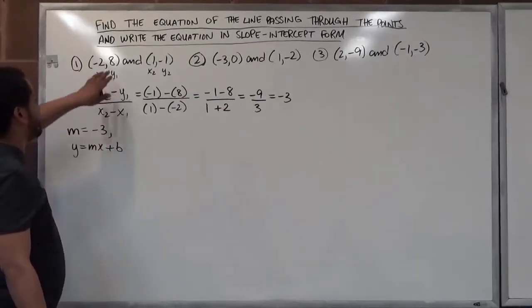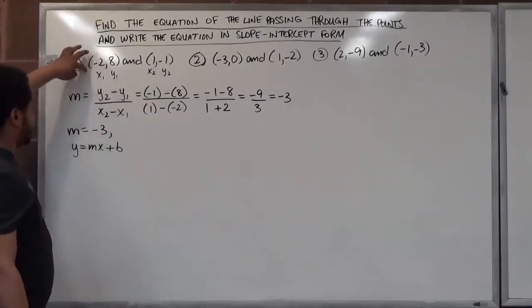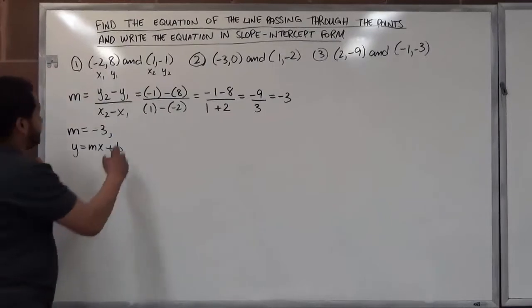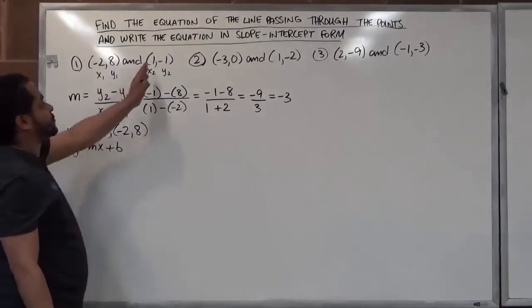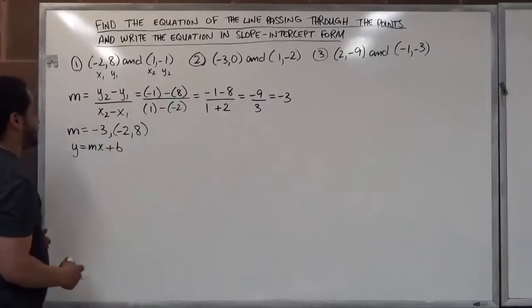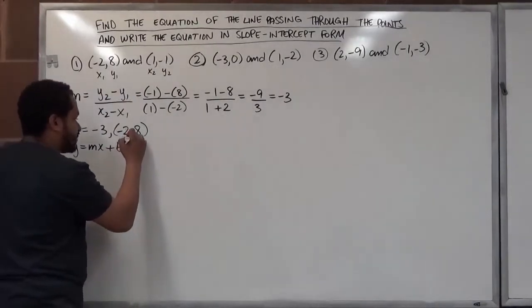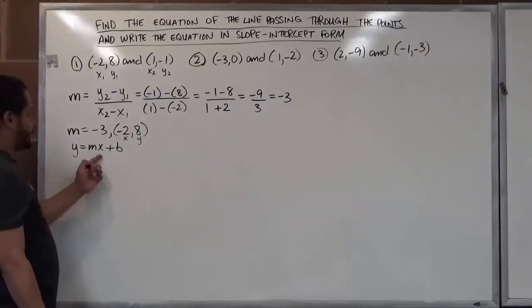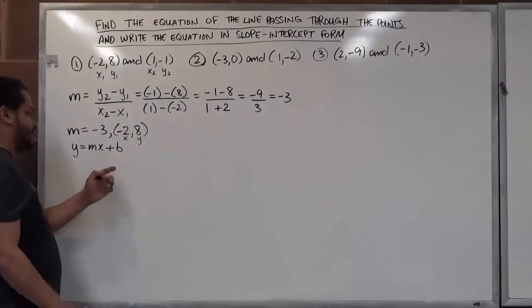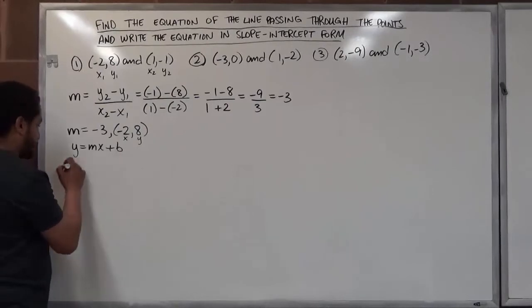Now we can choose any of the 2 points we want to solve the second component of this. Usually you can take any which one you want. I'm going to just take the left one. And here we have -2 and 8. And even if we use 1 and -1, we'll get the same solution. So now here we consider this to be x and this to be y. And we have our m, we have an x, we have a y, and what we don't have is b, and we're going to solve for it. So let's substitute all our values in.